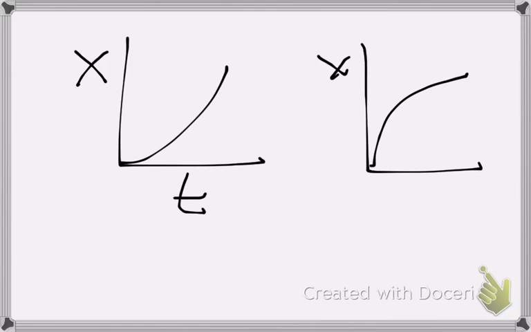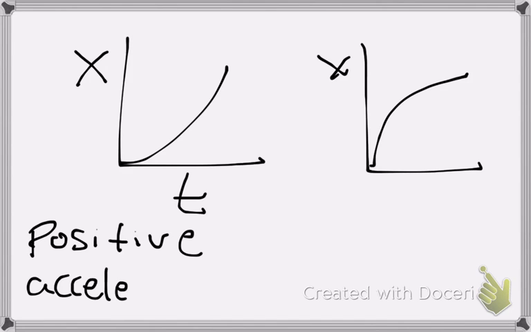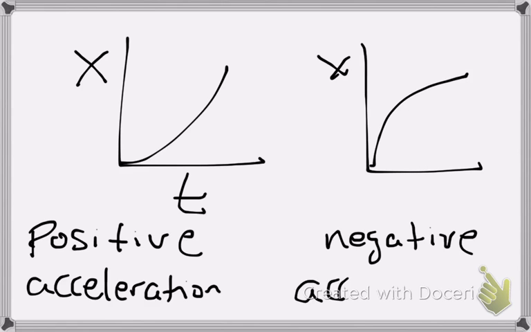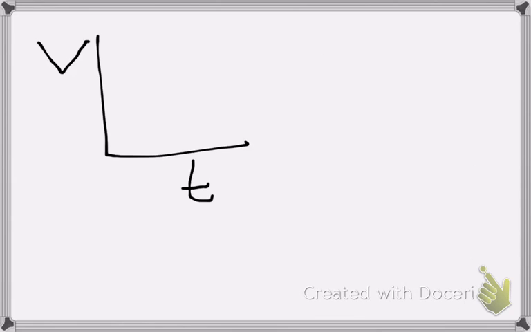Okay, different ways it can curve. All right, so easiest way to think about this, if it is concave up like this, then what we have here is a positive acceleration. So concave up, positive acceleration. Concave down, we have a negative acceleration. So if it's curving down, negative. If it's curving up, positive.